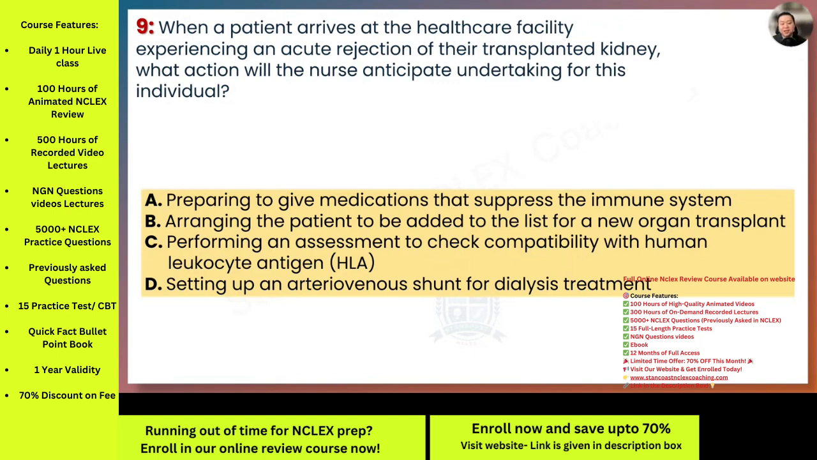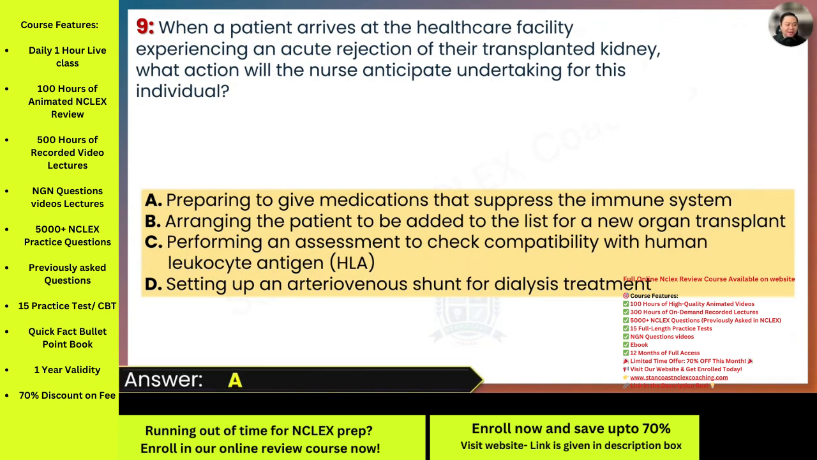So when you encounter this kind of question, the key here is to focus on the concept of acute rejection after a kidney transplant, which involves the immune system attacking the transplanted organ. And so the correct answer here is letter A. Why? Well, it's because when a patient is experiencing the acute rejection of the newly transplanted kidney, the primary goal is to treat the immune response that's attacking the organ.